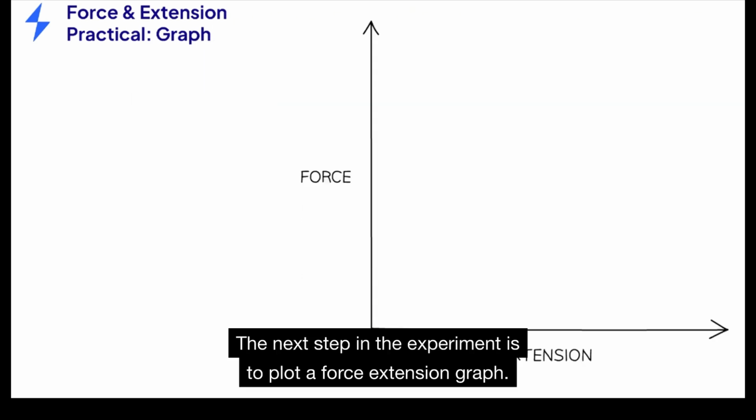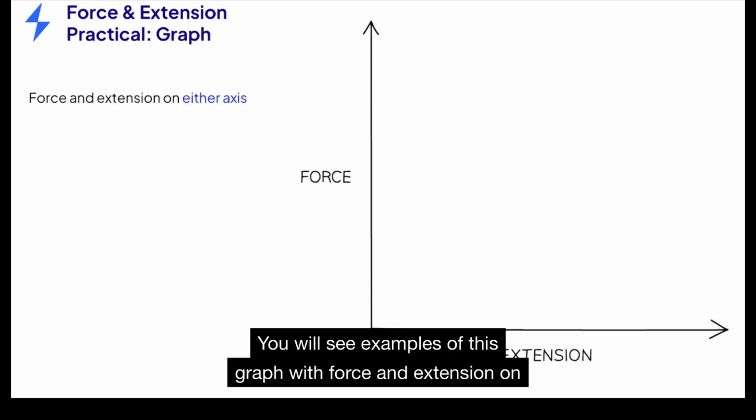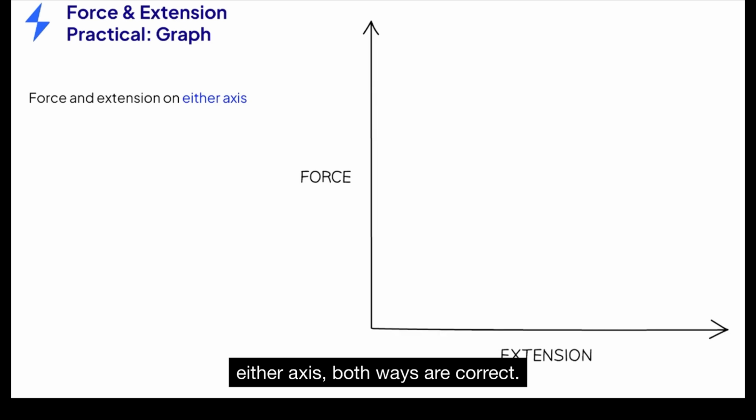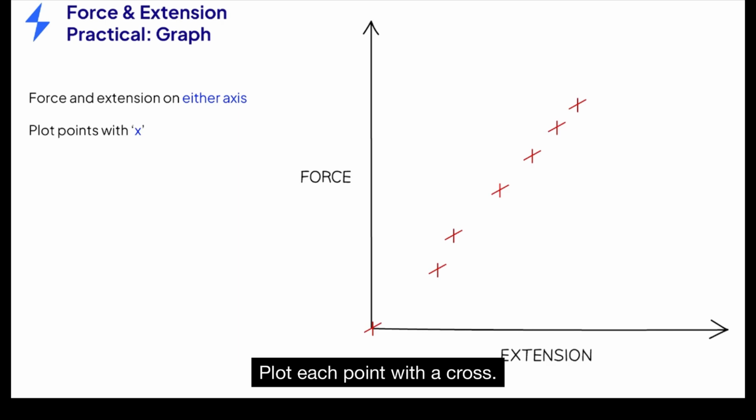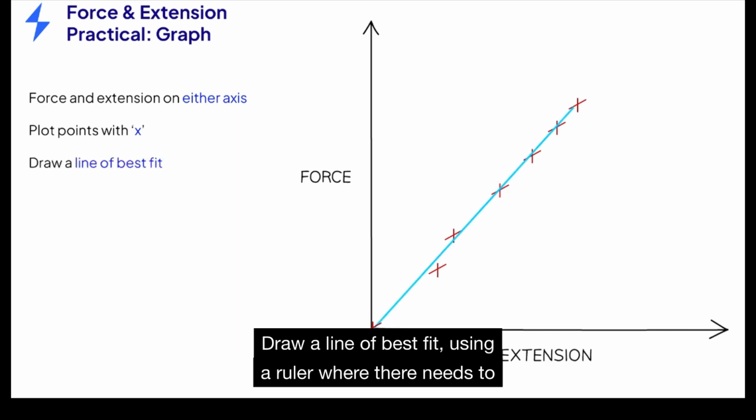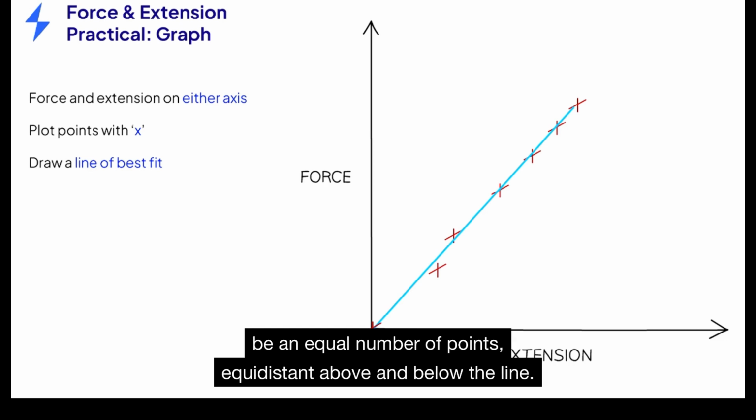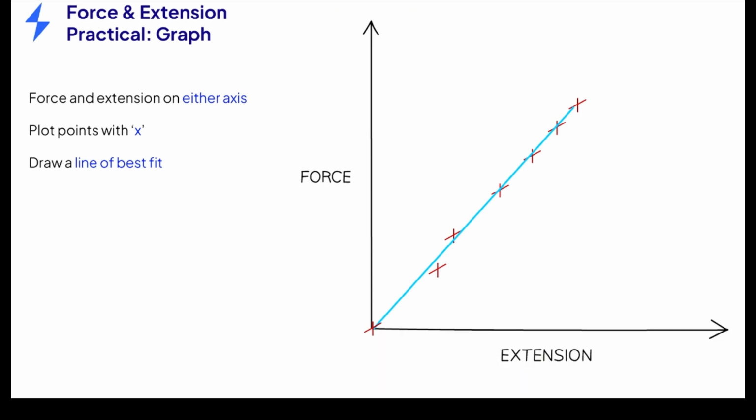The next step in the experiment is to plot a force-extension graph. You will see examples of this graph with force and extension on either axis. Both ways are correct. Plot each point with a cross. Draw a line of best fit using a ruler, where there needs to be an equal number of points equidistant above and below the line.